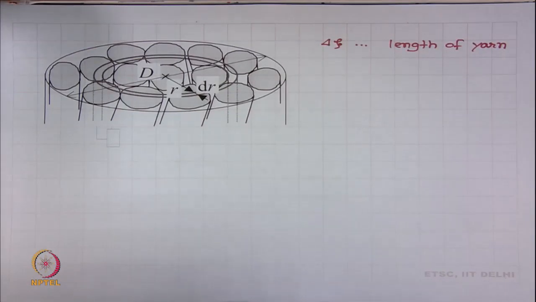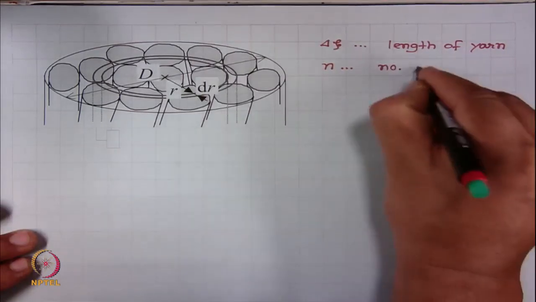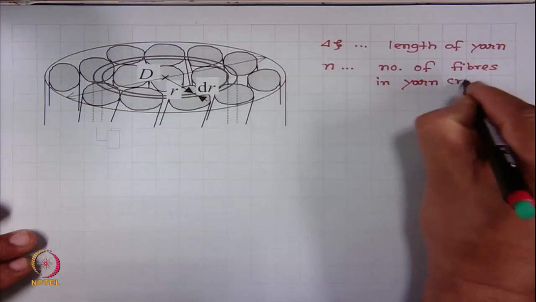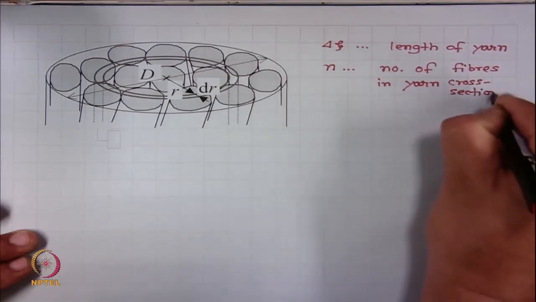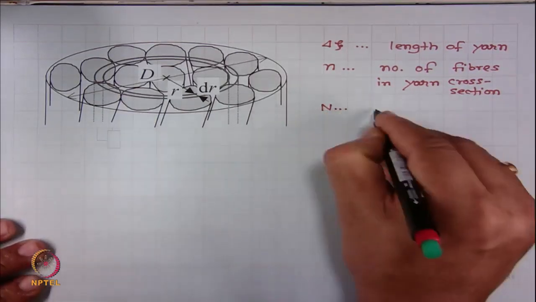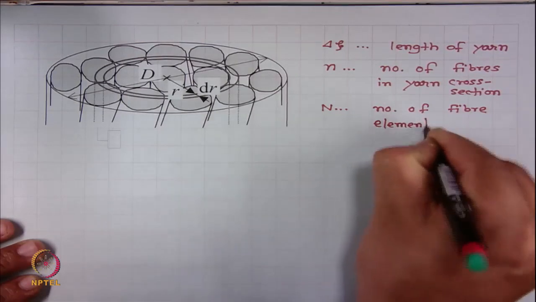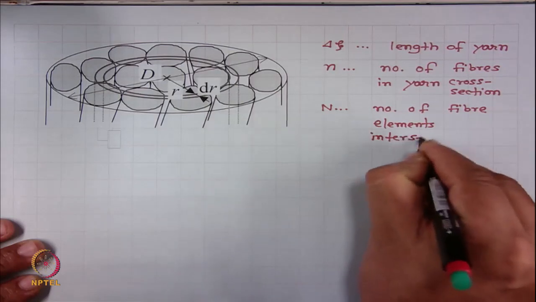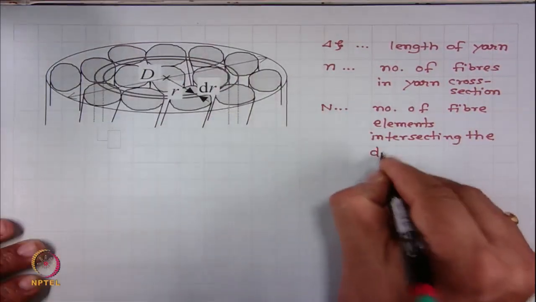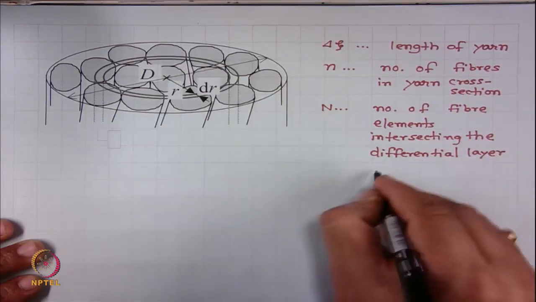Now, how many fibers are present in the cross section of yarn? Let us think small n denotes number of fibers in yarn cross section, and capital N denotes number of fiber elements intersecting this differential layer at a particular radius, say r.